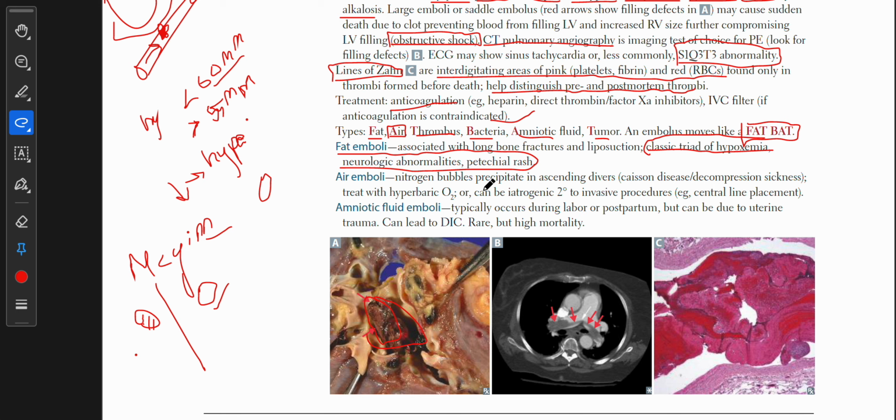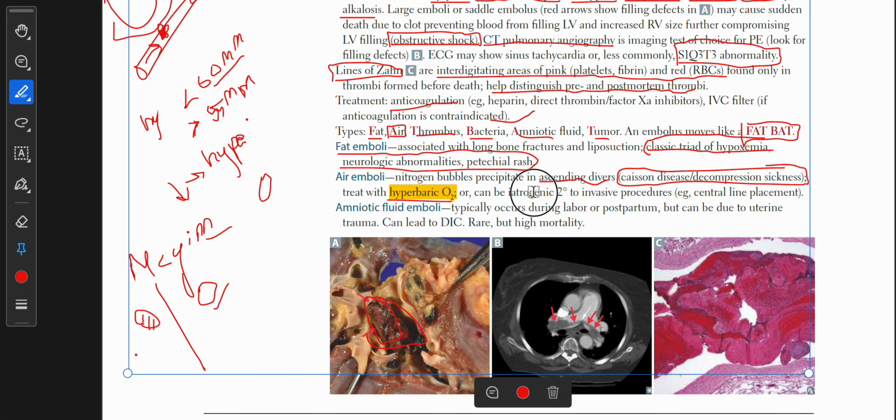And air emboli, which are nitrogen bubbles that precipitate in ascending divers, as I said earlier, is also called Caisson's disease or decompression sickness. We have to remember this. This is very high yield. You can note it down. Caisson's disease, decompression sickness, and it is treated with hyperbaric oxygen therapy. This is a classic feature, the treatment is very classic in this case, hyperbaric oxygen therapy, or it can be iatrogenic, that is secondary to invasive procedures like central line placement.